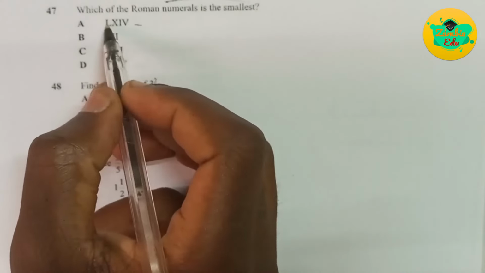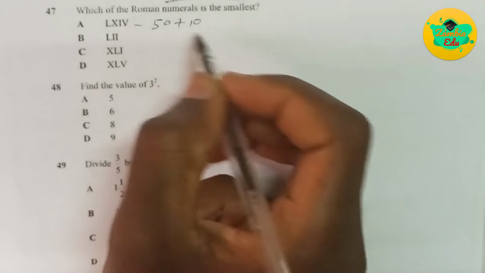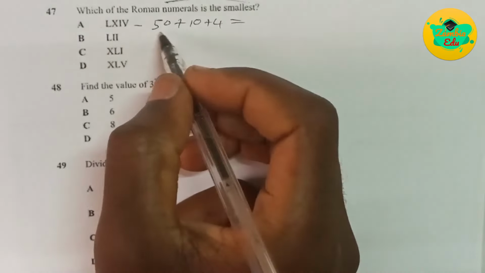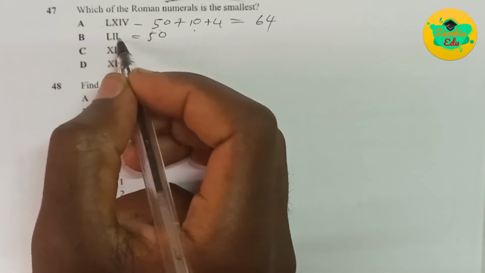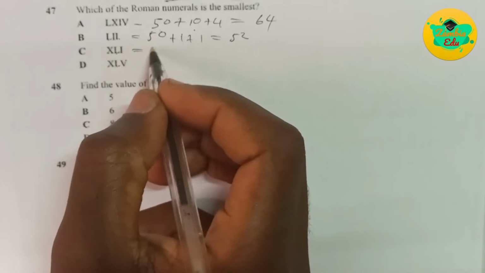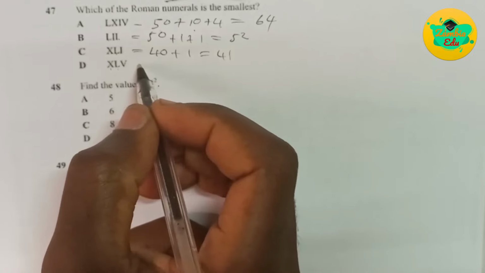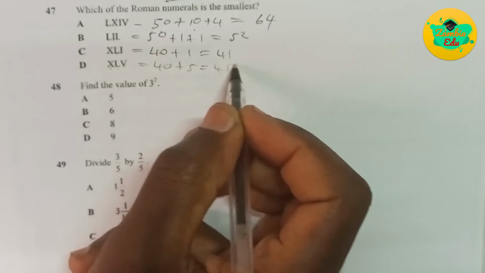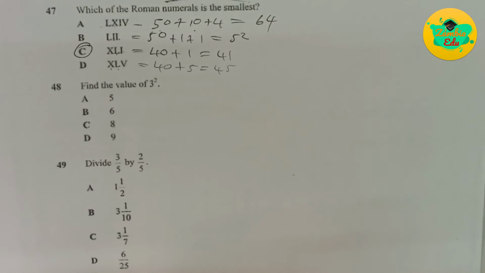We have A, which is LXIV. So L is 50 plus X being 10 plus IV being 4. So the first Roman numeral there is 50 plus 10, 60 plus 4, which is 64. The second Roman numeral is LII, which is 50 plus 1 plus 1, which is 52. Our third Roman numeral there is XLI. XLI is 40 plus 1, which is 41. And our last Roman numeral there is XLV, which is 40 plus 5, which is 45. And so between A, B, C, and D, which one is the smallest? The smallest is C, which is XLI.